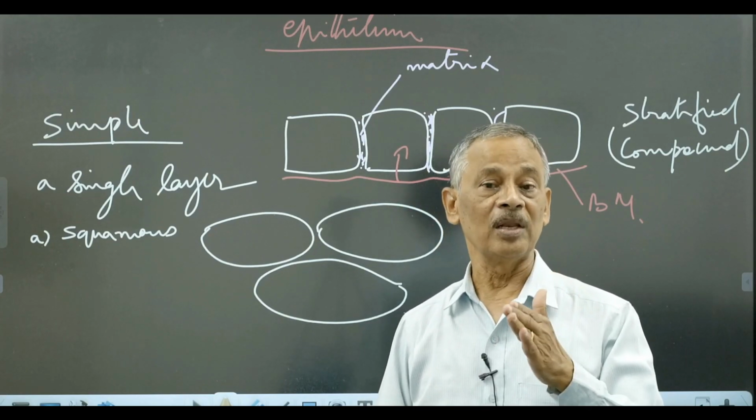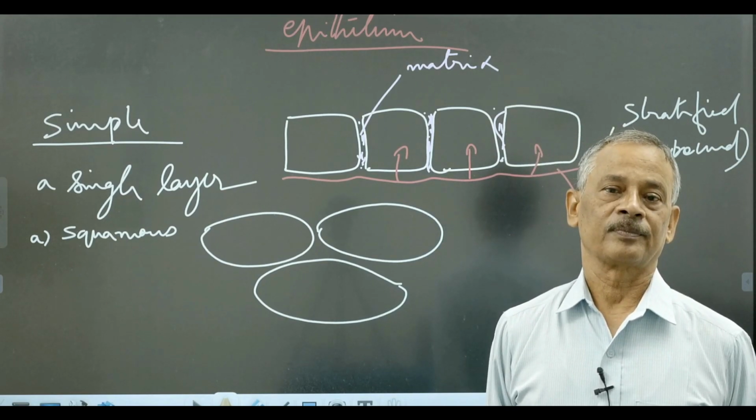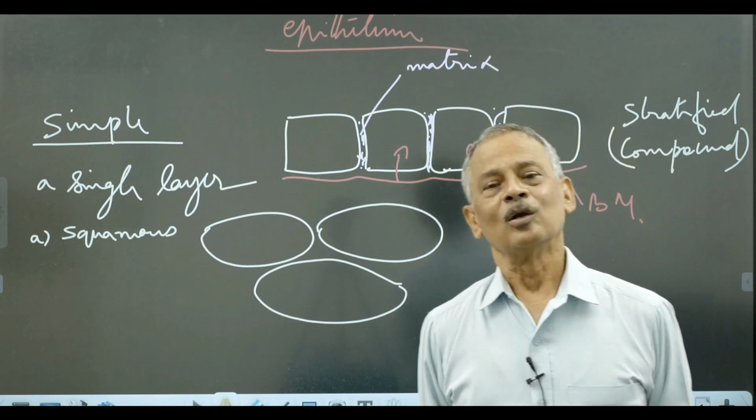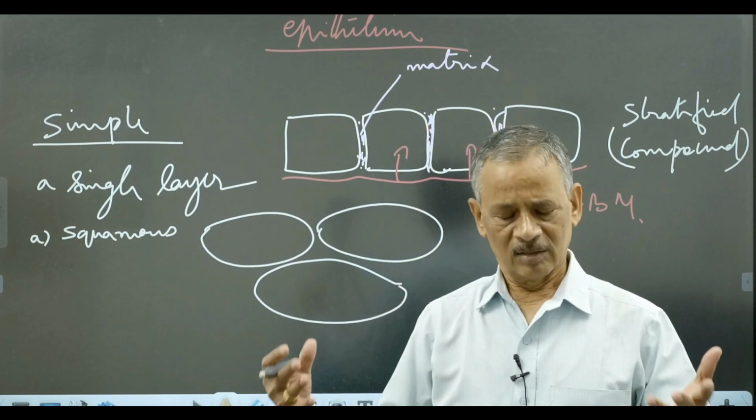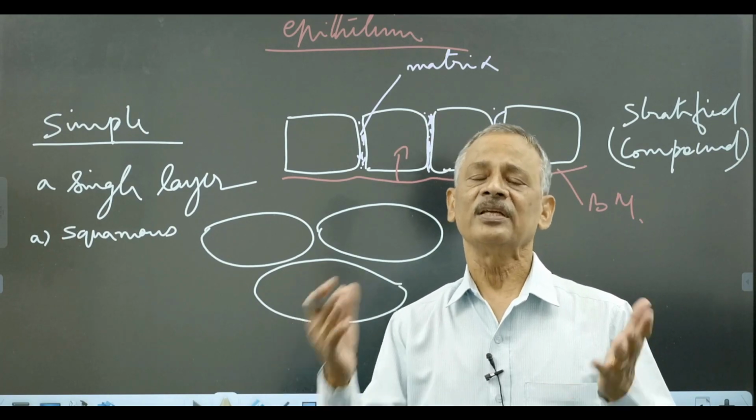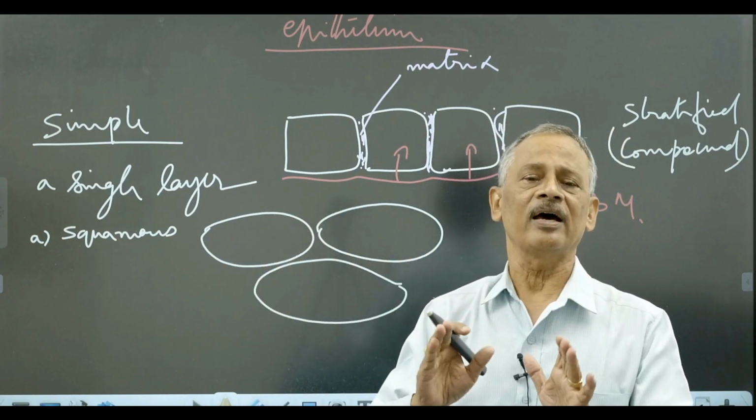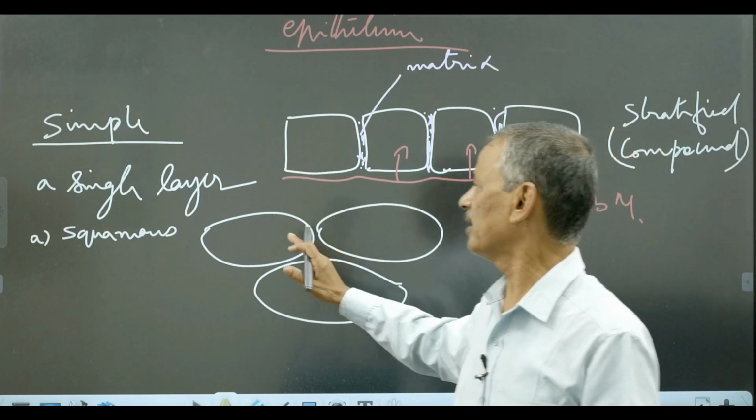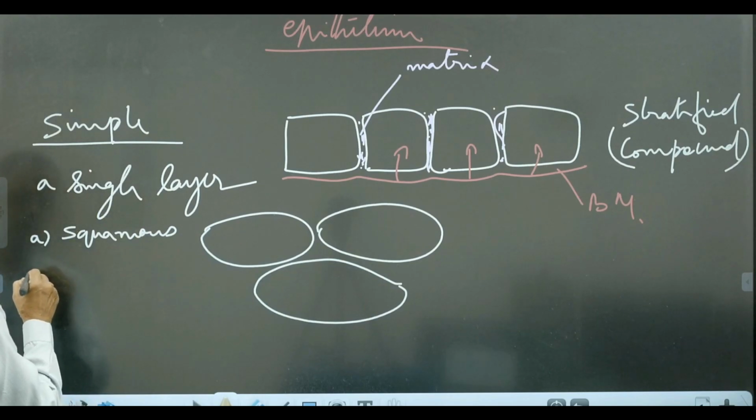Okay. Similarly, in the capillaries, in the glomerulus, we are having capillaries. So, wherever you are having capillaries, exchange of material between the blood and the lymph is taking place, and there you are having thin, flat, squamous epithelium.